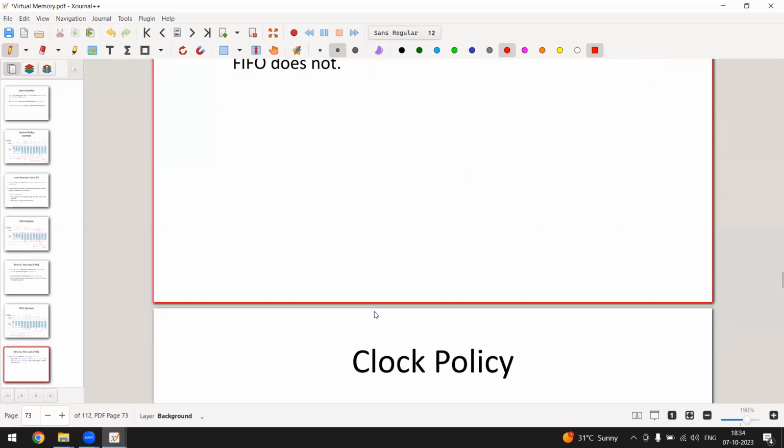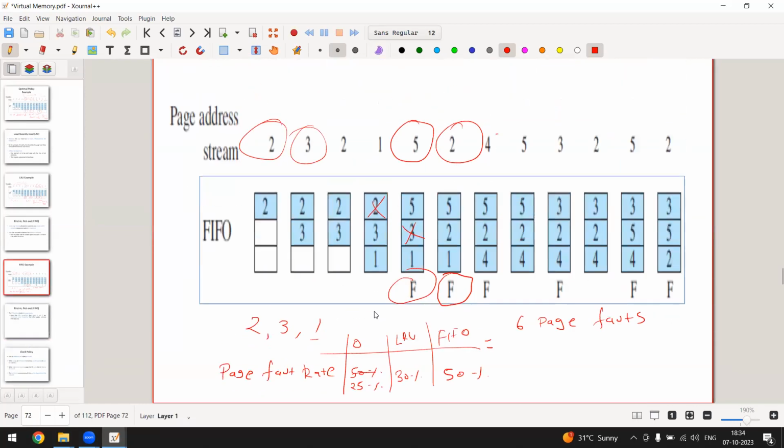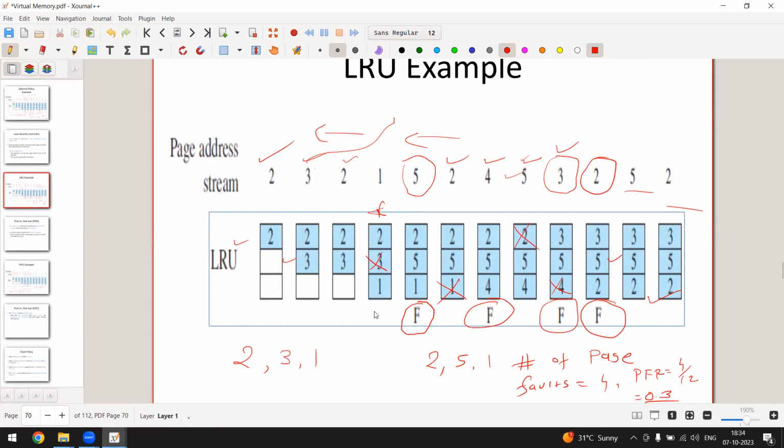So one more policy which is quite popular is given as an alternative to FIFO and LRU, which is called clock policy. Now clock policy is very popular for a reason. For the reason we see here, let me try to make an example.